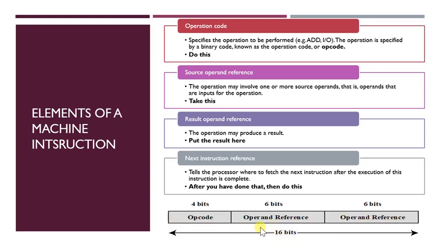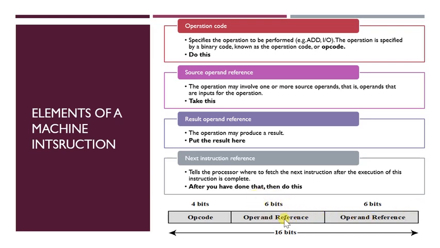So meaning that if the operand references have the same length of binary bits, after the 4-bit opcode, the remaining 16 minus 4 bits, you need to have equal length for the operand references. So in this example, it is 6 bits.